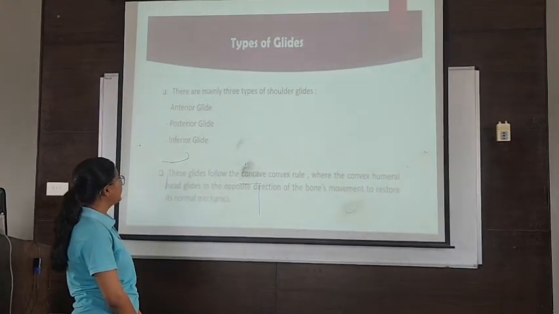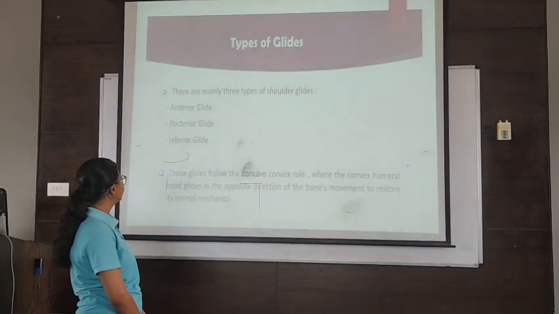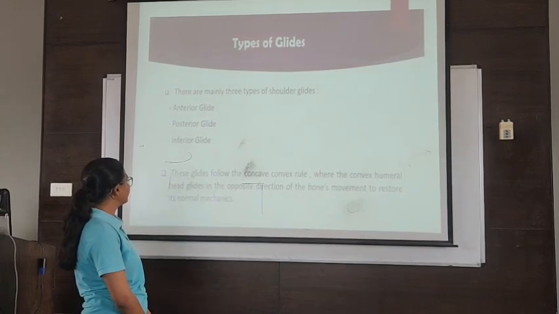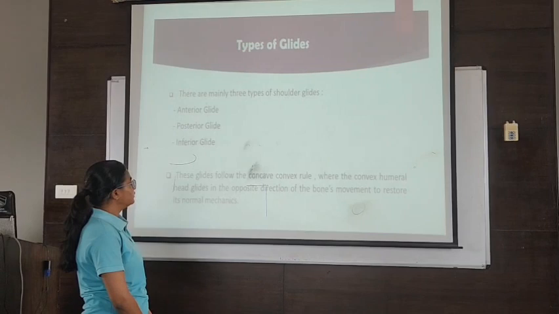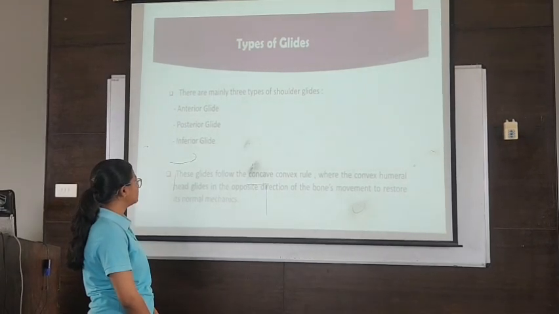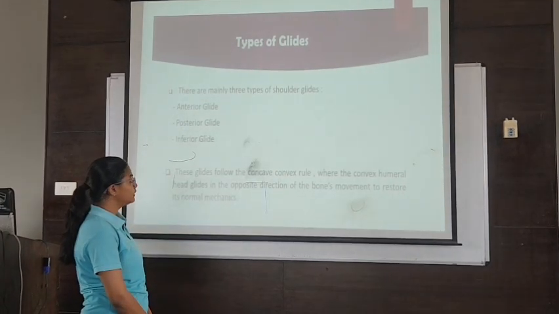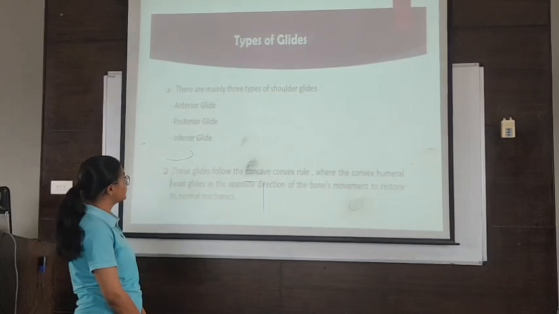Types of glides. There are mainly 3 types of shoulder glides: anterior glide, posterior glide and inferior glide. These glides follow the concave-convex rule, where the convex humeral head glides in the opposite direction of the bone's movement to restore its normal mechanics.